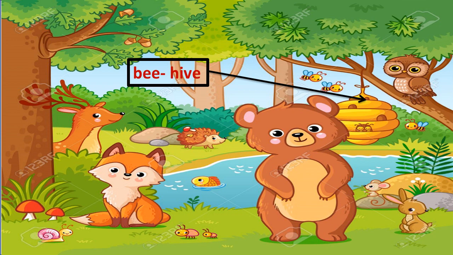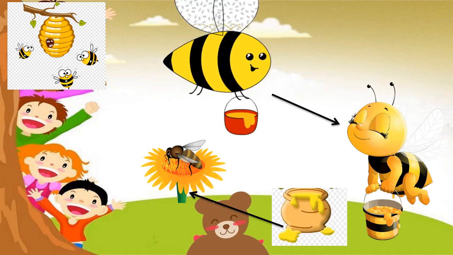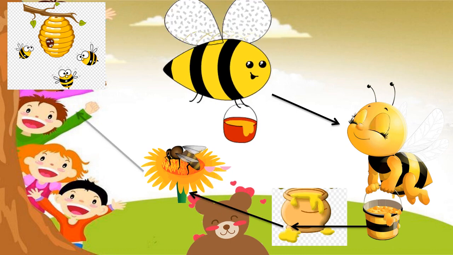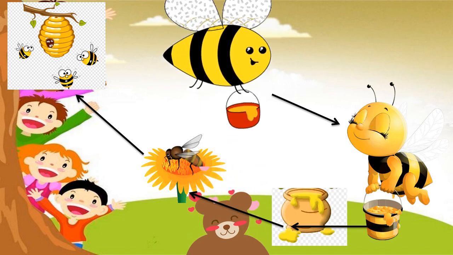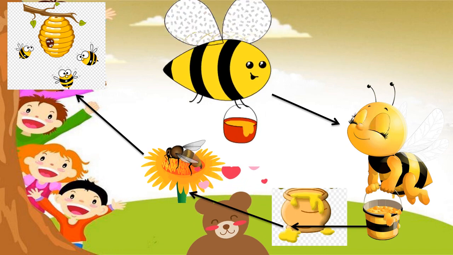This is a beehive. Who makes a beehive? Yes, the bees. The bees collect honey and they make a beehive. Honey is found inside this beehive. A thick golden liquid produced by industrious bees. Honey is made using the nectar of flowering plants and is saved inside the beehive for eating during times of scarcity.